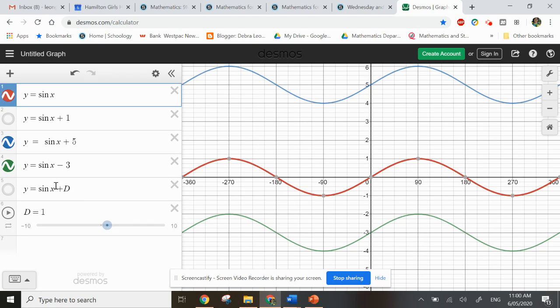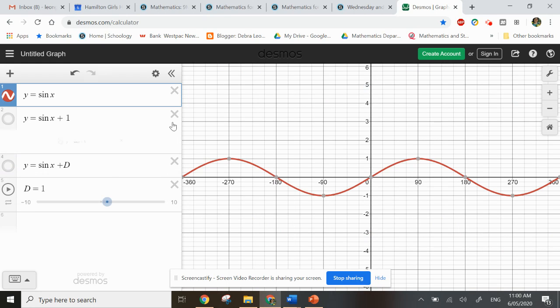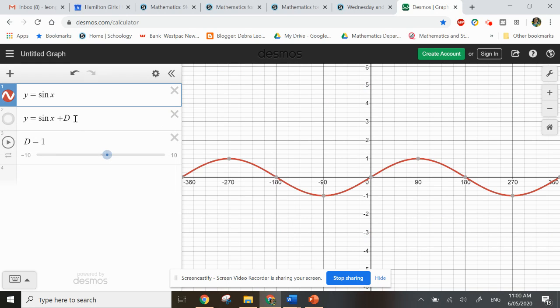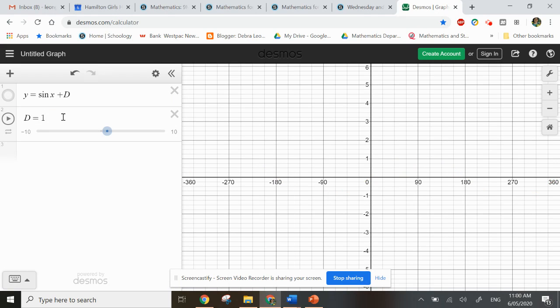So let's make it really smart this time rather than just typing in random numbers. Let's turn those ones off and get rid of them, and let's have a look at a variable type thing. Let's turn this one off as well. We're going to look at this graph here, and we're going to look at y equals sine of x plus d. If d was 0, let's make it back to 0. Oopsie, let's squeeze it back to 0. There we go.